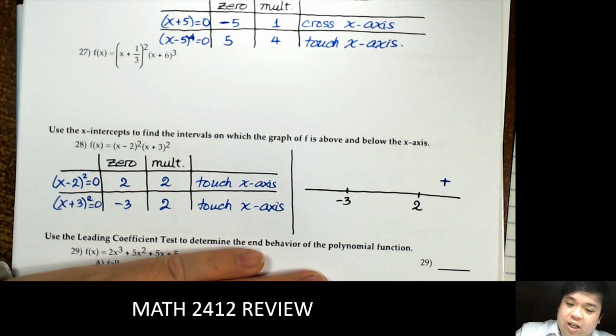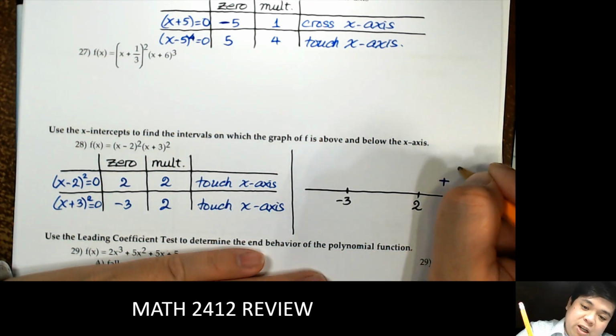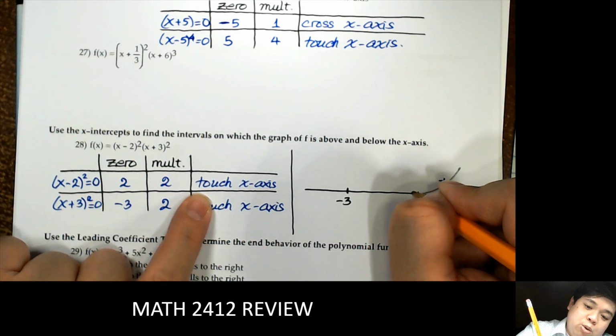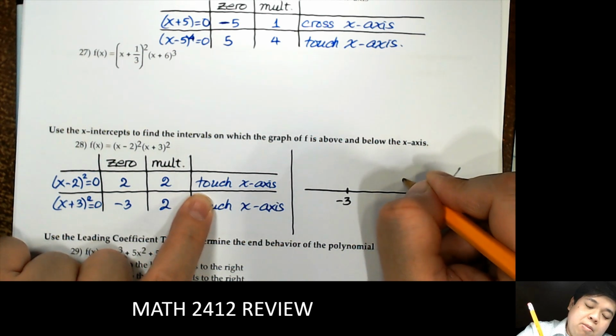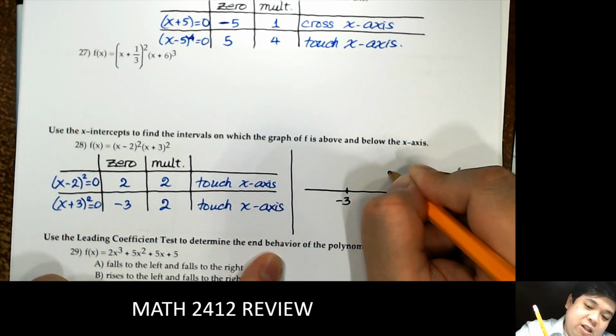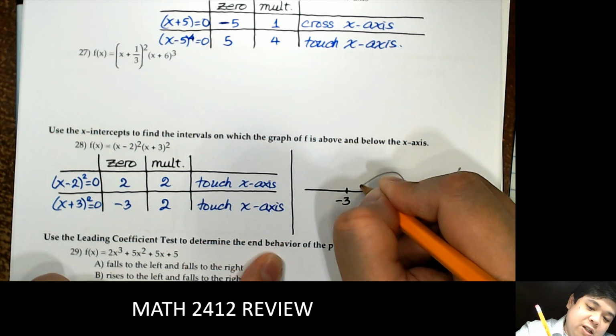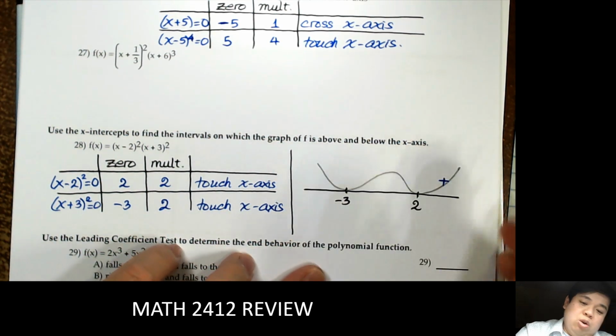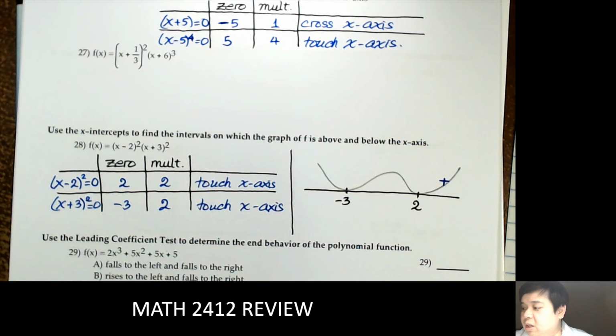So the graph, it will have to start from here. If you go to 2, but it touches the x-axis at 2, so it bounces up, and then goes down and goes to negative 3 and also touches the x-axis and bounces. So you see the graph is always above the x-axis.